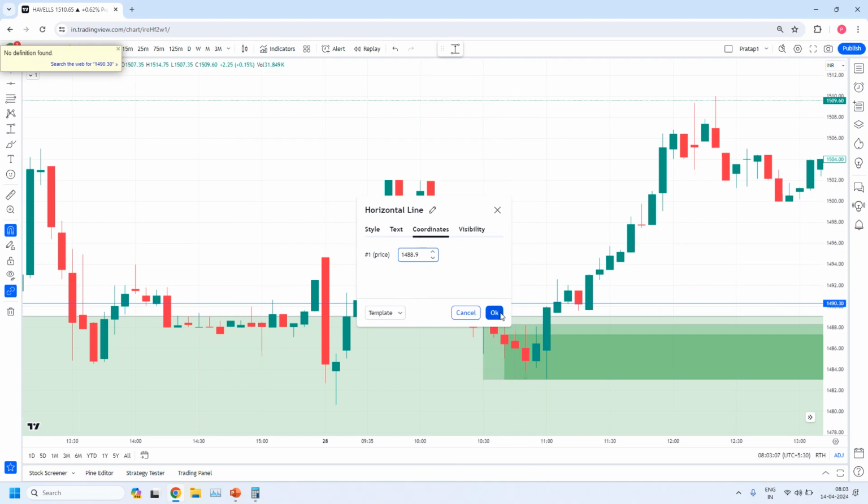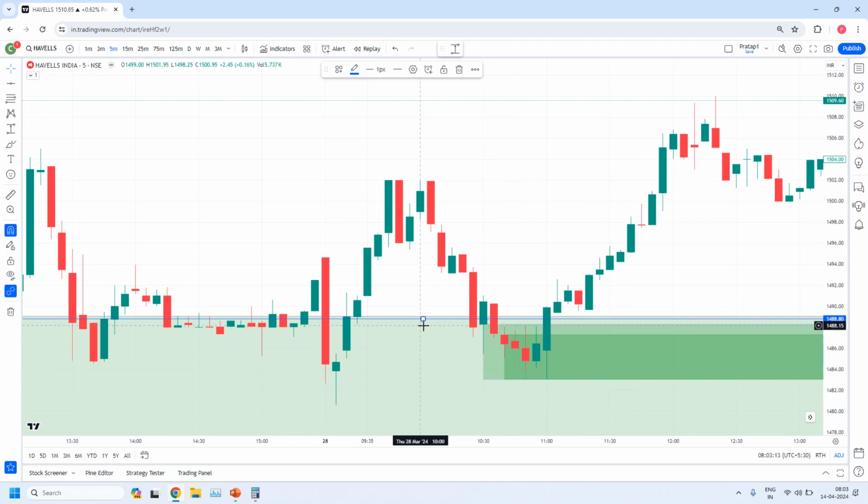1488.80. Okay, see now the blue color line went to 1488.8. So this will be our entry. See, this is the buffer added. This is your proximal entry.